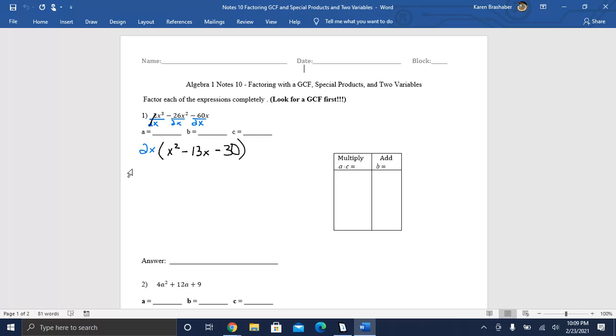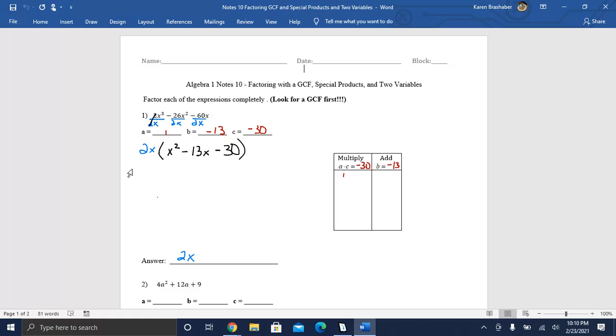Once you have this, then remember that if you have a common factor, it's a good thing to go ahead and either type that into Alex or write it in your answer blank. Now you can identify the A, B, and C. So A is a 1, B is negative 13, C is negative 30. So we'll go to our chart. A times C is negative 30, and your B is negative 13.